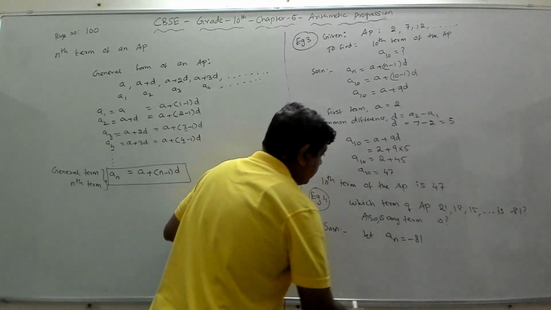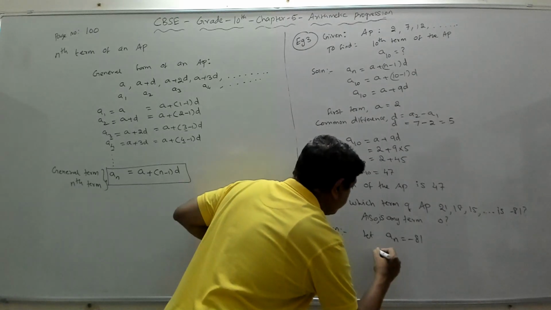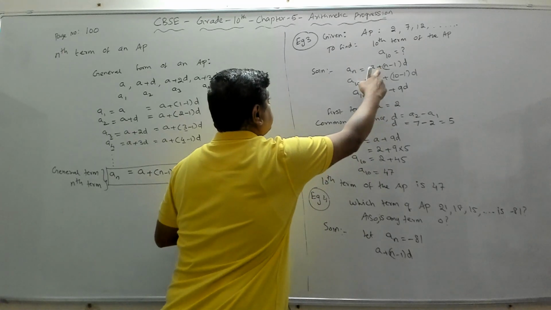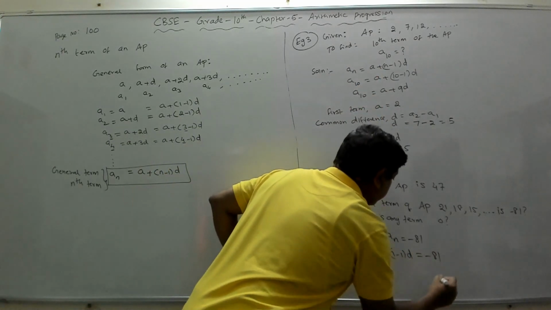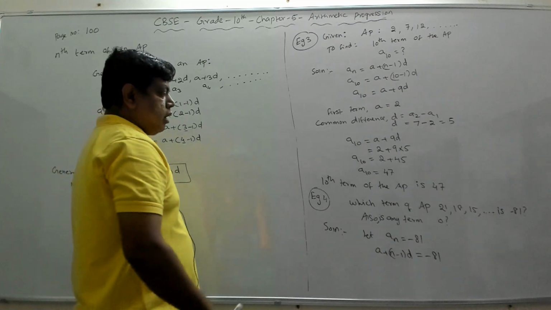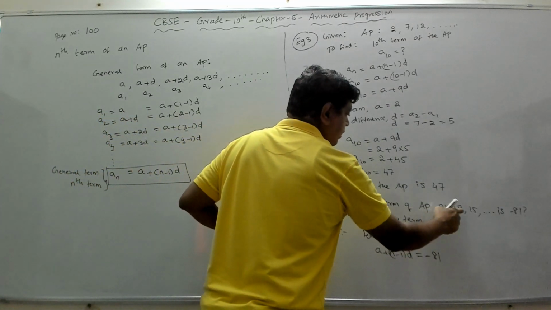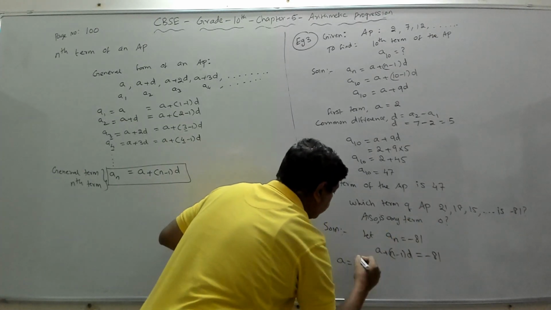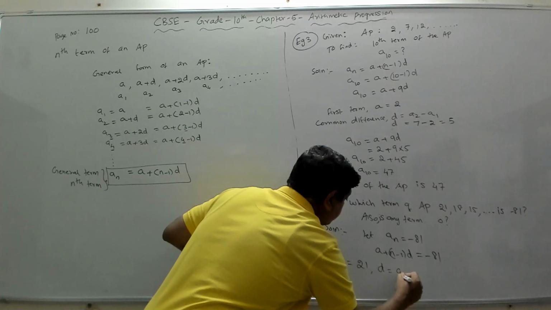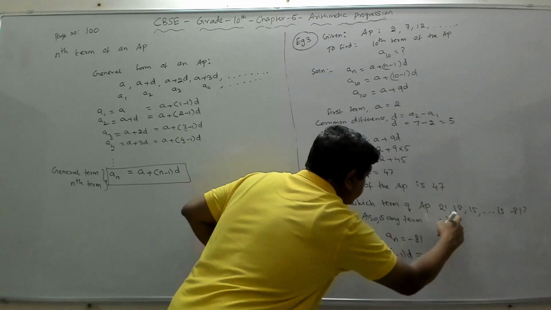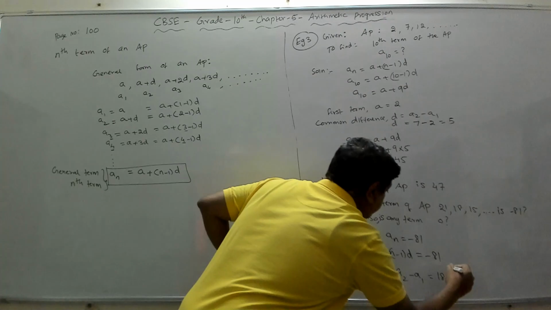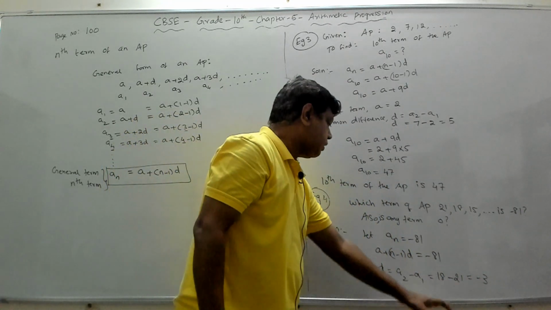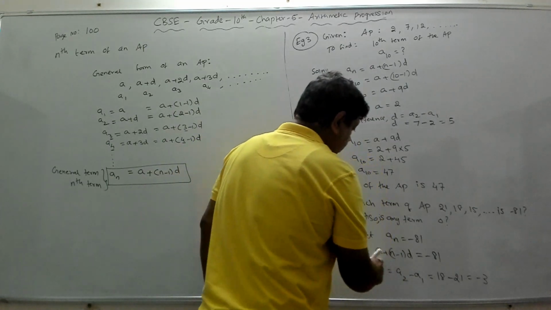Now, what is the an formula? An is a plus n minus 1 into d, and that is equal to minus 81. Now we should find the value of n. We know a and d because a is the first term and d is the common difference. The first term a is 21. And d is a2 minus a1. a2 is 18, a1 is 21. Now 18 minus 21 is minus 3. You have to be careful with the sign. So your a is 21 and your d is minus 3.